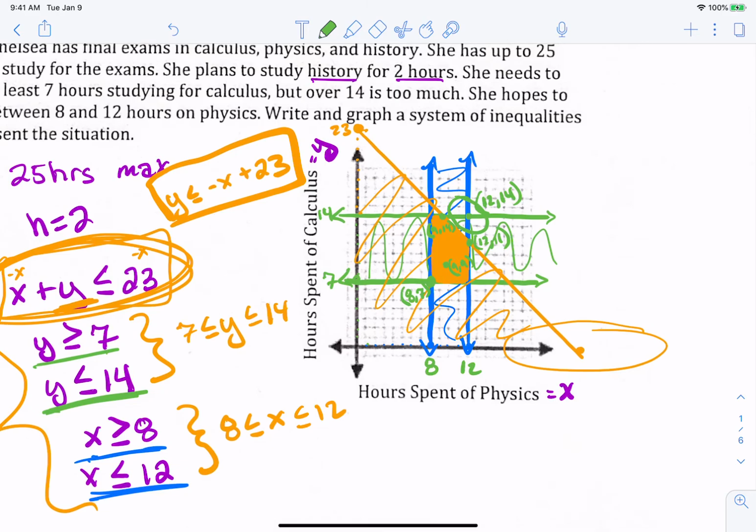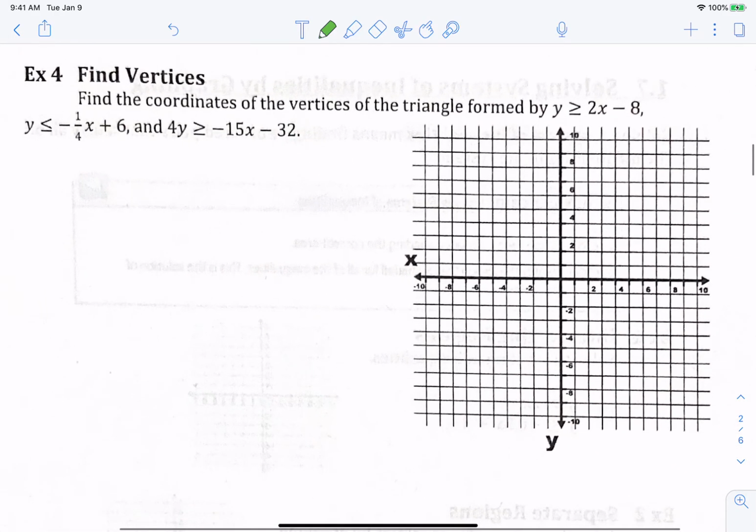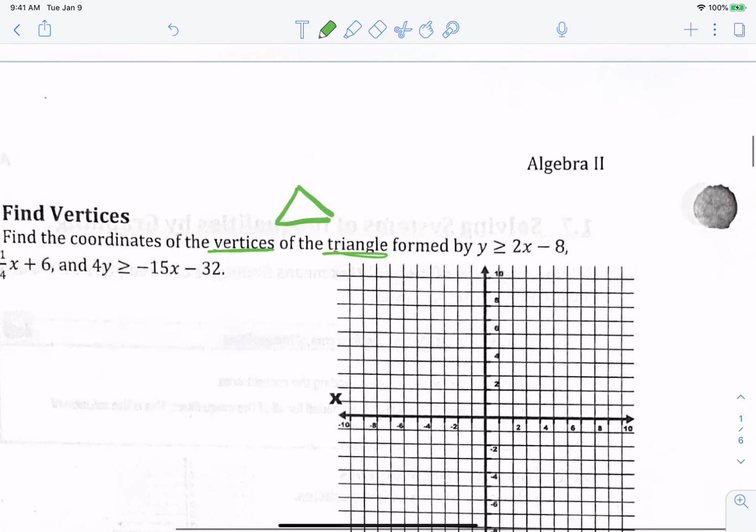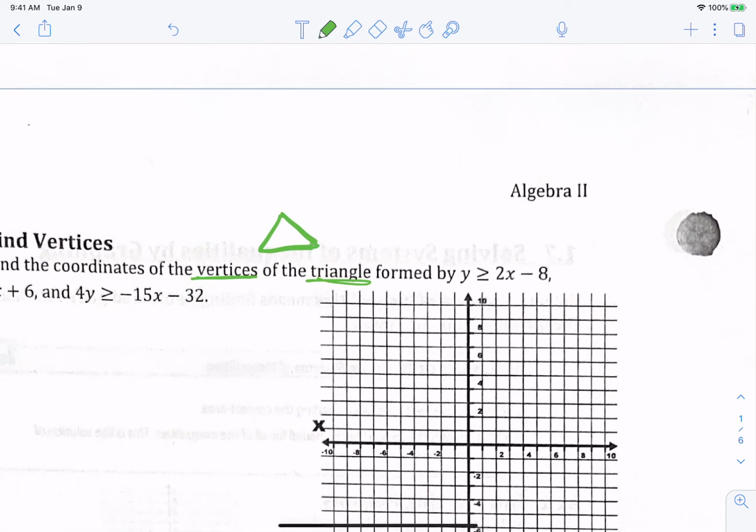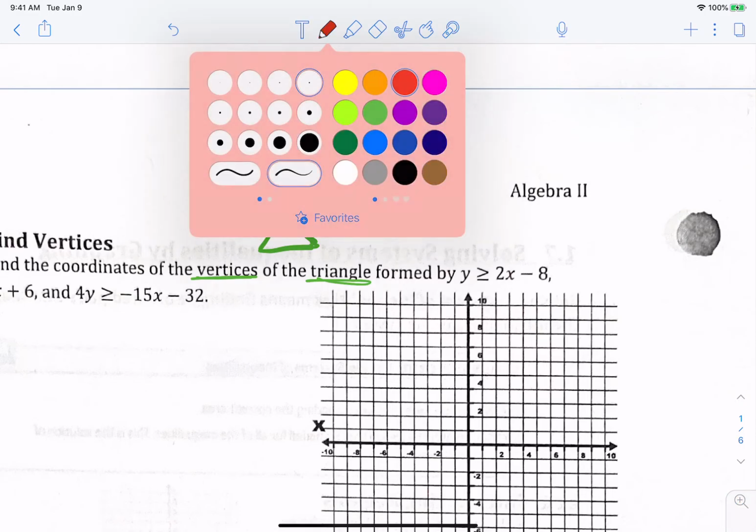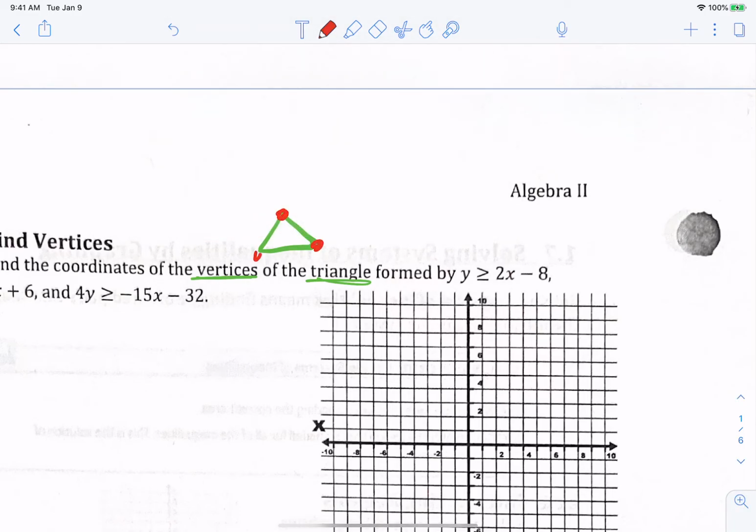Makes sense? Okay, now, last one. Example 4. Find the coordinates of the vertices. Let's talk about vertices of a triangle. Here's what a triangle looks like. That's a triangle. What are vertices of a triangle? The points, the ends. This one and this one and this one. That's what we're trying to find.